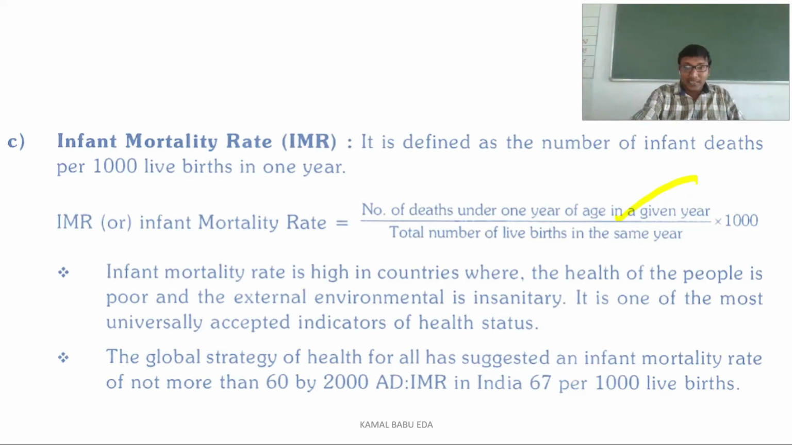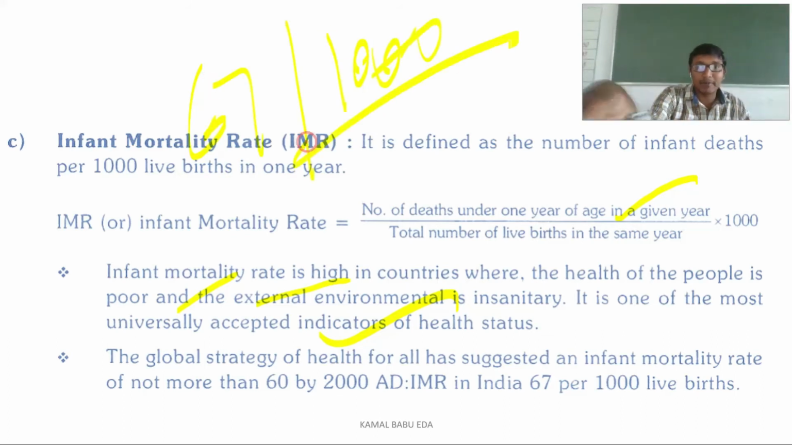You can see the health of the people is poor and the external environment is insanitary, and it is the most universally accepted indicator of health status. The global strategy of Health for All suggested that the infant mortality rate by 2000 should be like 60. In India, there were 67 deaths occurring per 1000 live births. So this is the infant mortality rate in India.